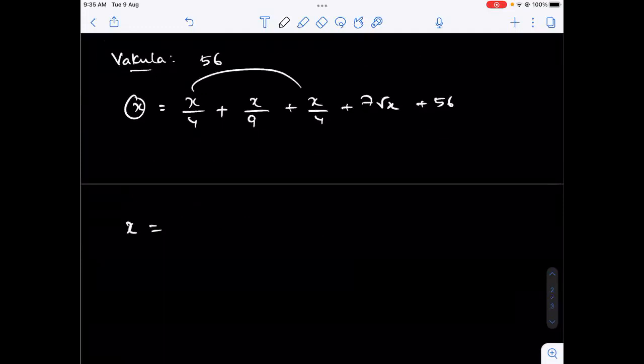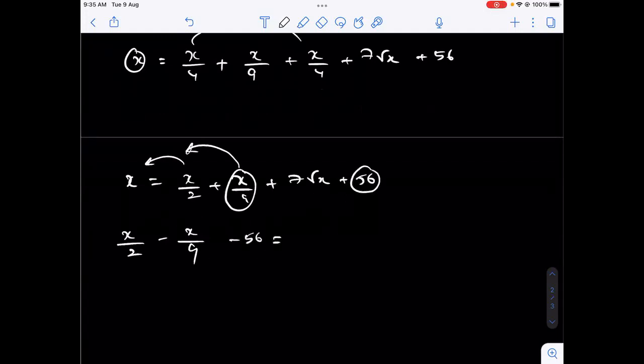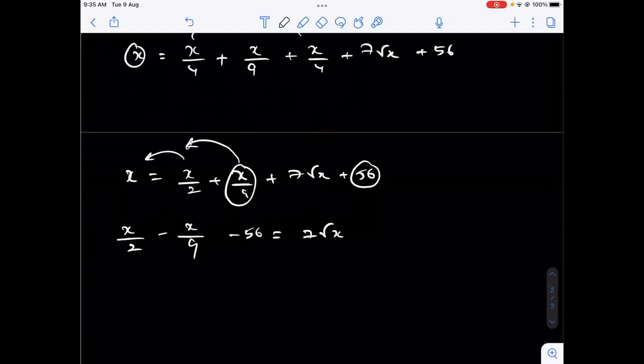X is equal to x by 4 plus x by 4, which is x by 2, plus x by 9 plus 7 root x plus 56. Is that right? So this comes to the other side. X minus x by 2 is x by 2, minus x by 9 also comes to the left hand side. It becomes minus x by 9. 56 comes to the left hand side. It becomes minus 56 is equal to 7 root x.